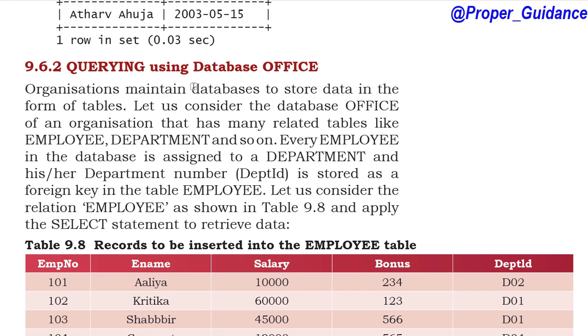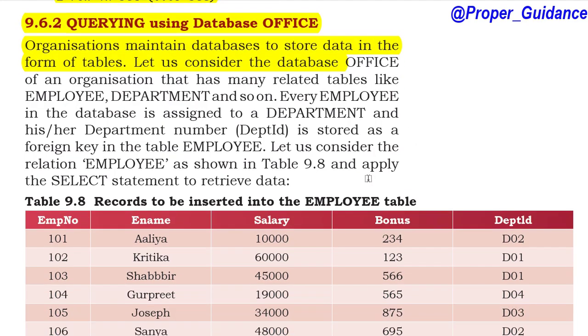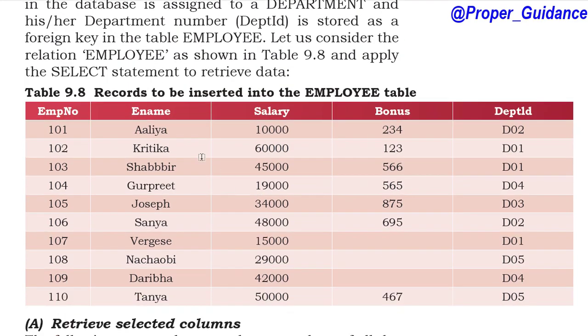So, querying using database office. Organizations maintain databases to store data in the form of tables. Let us consider the database office of an organization. Come to the point, records to be inserted into the employee table. This is an employee table. Employee number is here, ename means employee name, salary, bonus, and department ID is here.